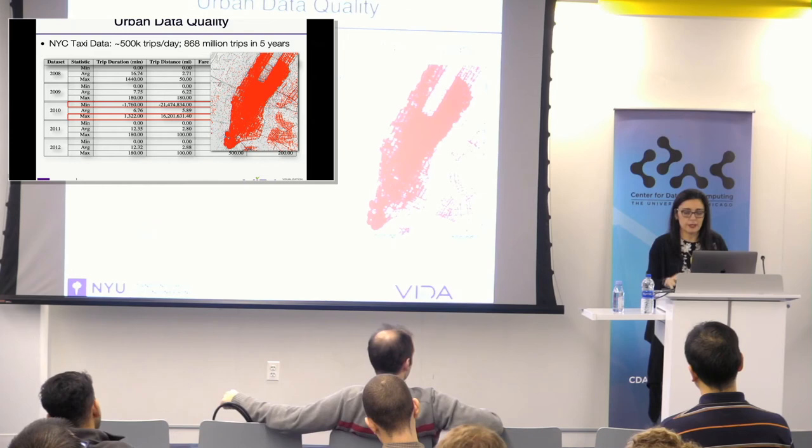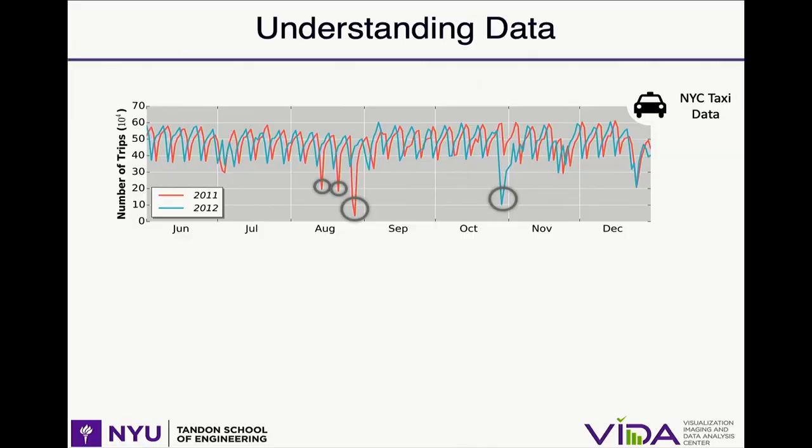So here's a more subtle problem, potential problems in the data, right? Here I have the taxi data, 6 months of the taxi data. And here I'm aggregating, I'm counting the number of trips per day in June through December, right? And can anybody tell me what is interesting in this plot?